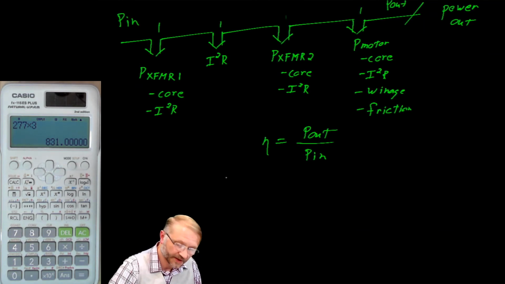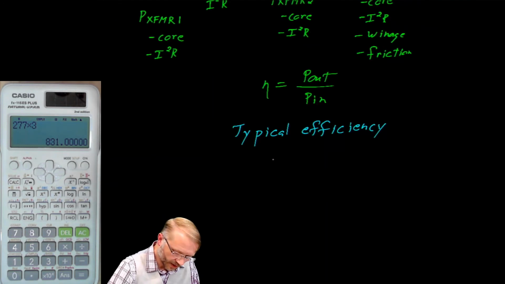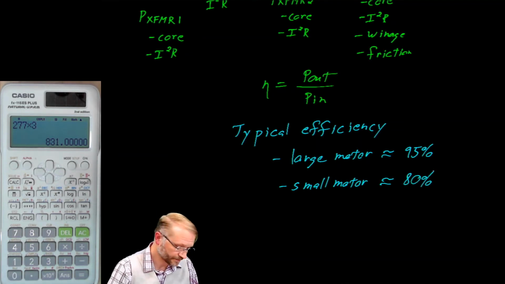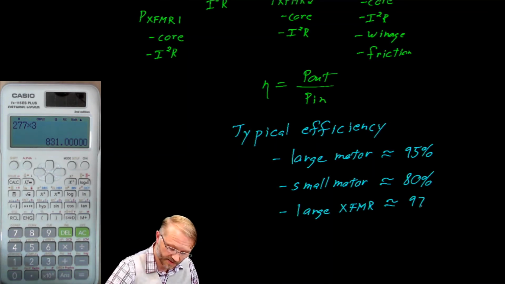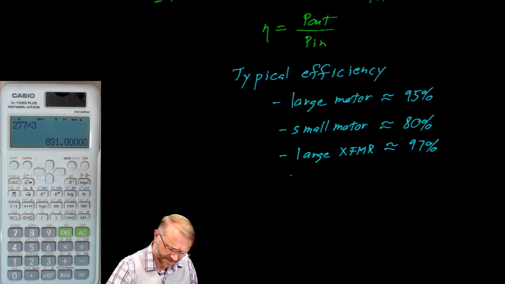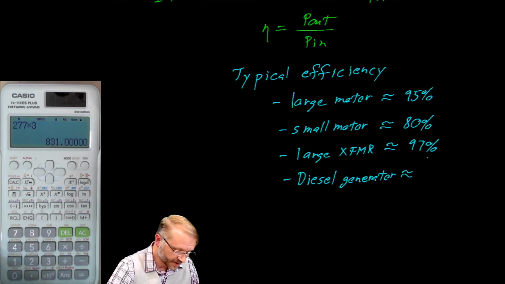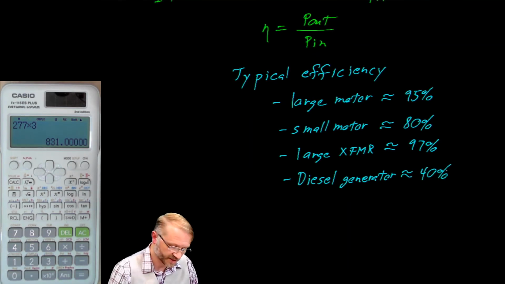If you're curious, we can talk about the typical efficiency of our various machines. So a large motor is approximately 95% efficient. A small motor, not so good. The motors you find in your house are typically in the neighborhood of about 80%. A large transformer, an impressive 97%. And if you're curious, something like a diesel generator, when you consider the fuel in to electricity out, you'll be lucky if you get about 40% efficiency.